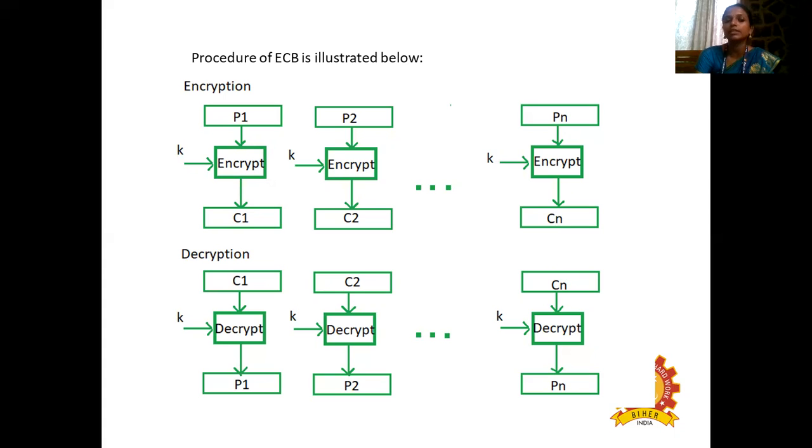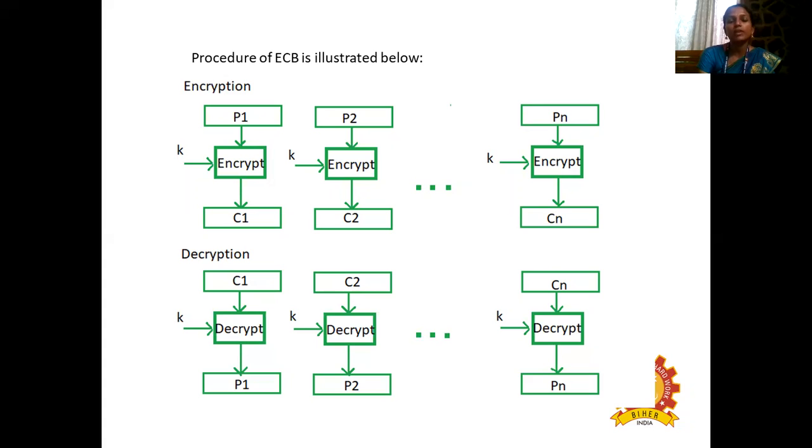Next, what happens on the decryption side? Here the input is the ciphertext. We decrypt the ciphertext with the help of the key and it produces the output, that means the original plain text P1. The same thing happens for the next block also. C2, we decrypt the ciphertext with the help of the key and it produces the plain text P2. We got the original plain text. It happens up to Cn, where we decrypt with the help of the key and it produces the plain text Pn. So it goes on like this.